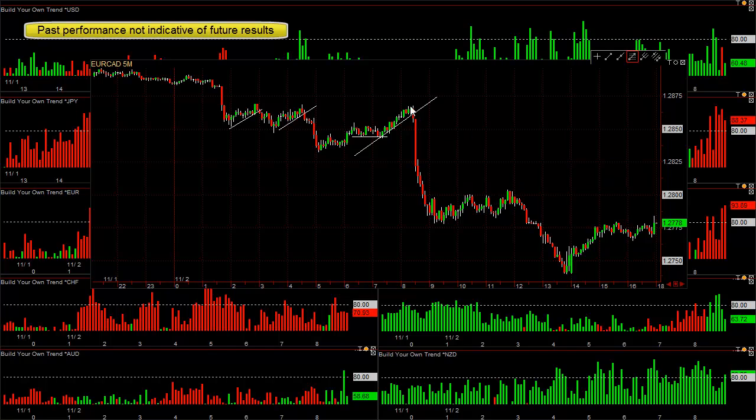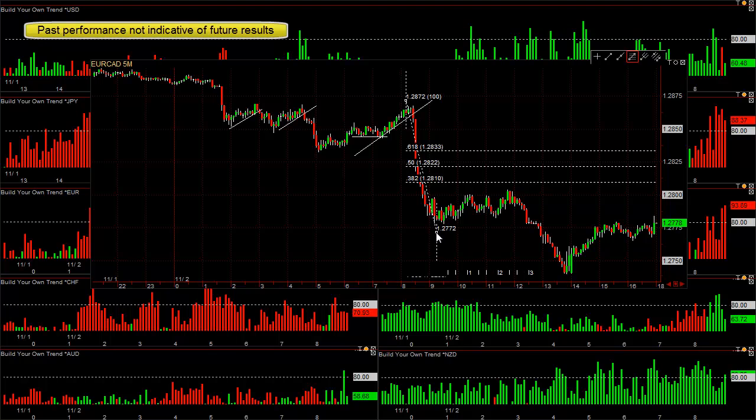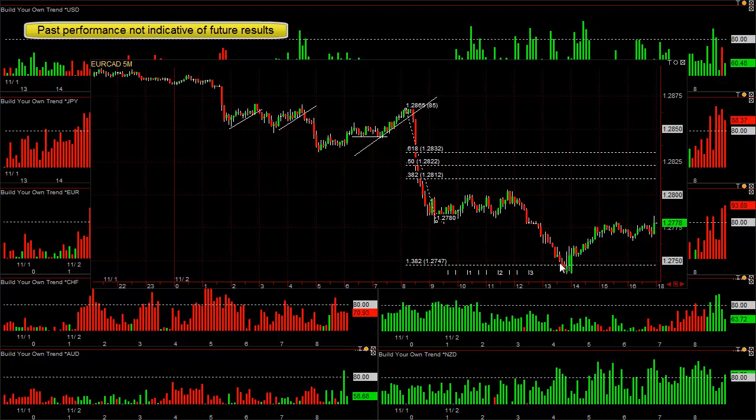And most of the time the market will stop at the fib target, so you know exactly where your profit is. If you got into a trade here or here and held on to it, this is where you're likely to get out. It's likely to stall there and reverse.